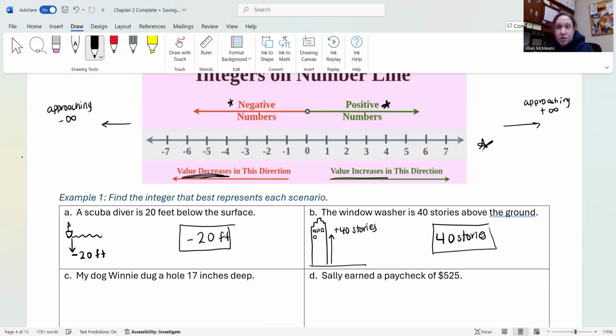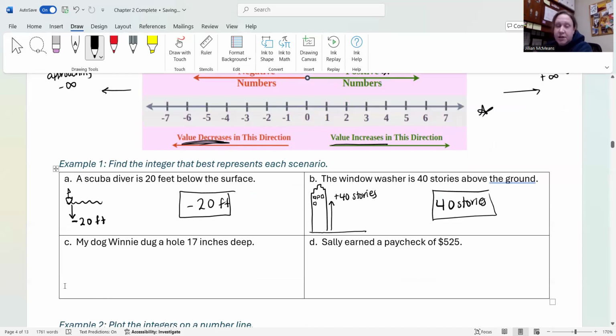Now, my sweet angel Winnie has been represented here, and I can feel pretty certain when I did this worksheet, she was probably actually digging holes in my front or backyard. Anyway, part C, my dog Winnie dug a 17-inch deep hole. Well, thank God she hasn't dug one that deep, but I've turned more than one ankle because of her.